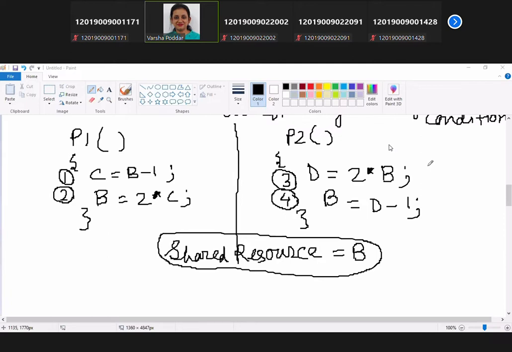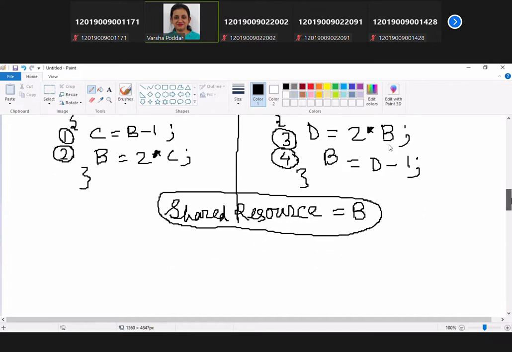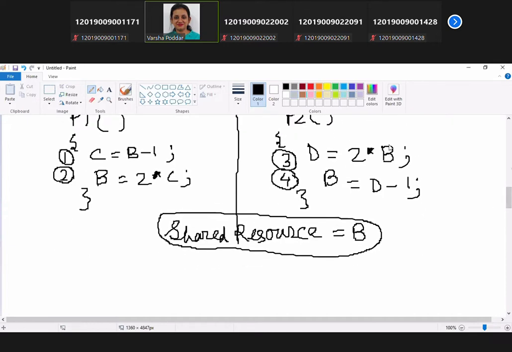Based on the ordering of the processes or ordering of the instructions, how the value is changing, or how many different types of values we can get, right? So that can be a type of question.